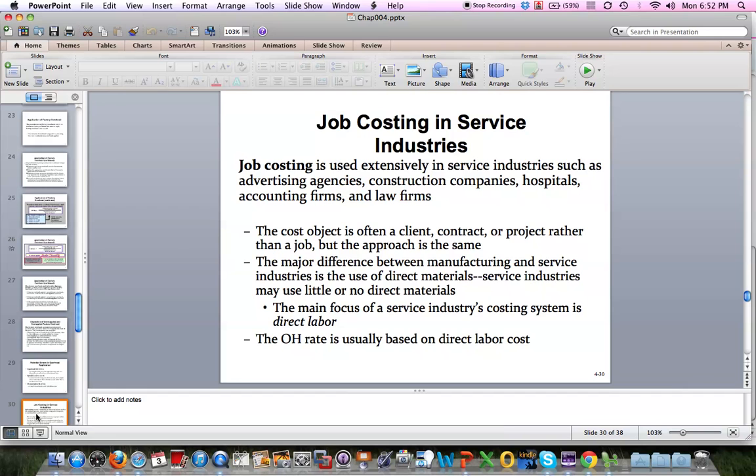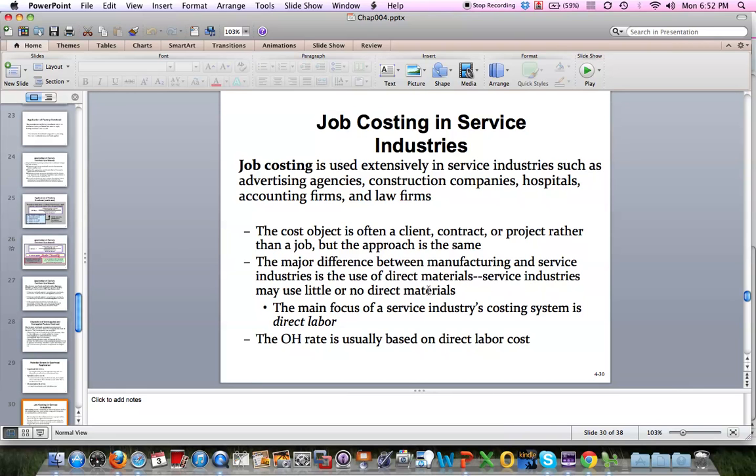And so the cost object then typically is your customer. It's a client, a contract if it's to build something. Typically it'd be a contract or a project that we're working on, if it's like a consultant or an advertising contract, something like that. The major difference is the use of direct materials. Service industries may use little or no direct materials, probably usually none, or it's so small you don't even worry about it. You just call it indirect or overhead.